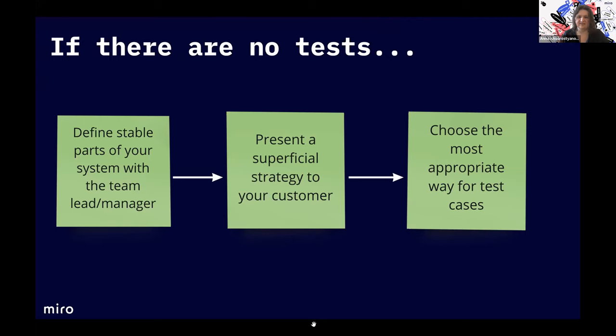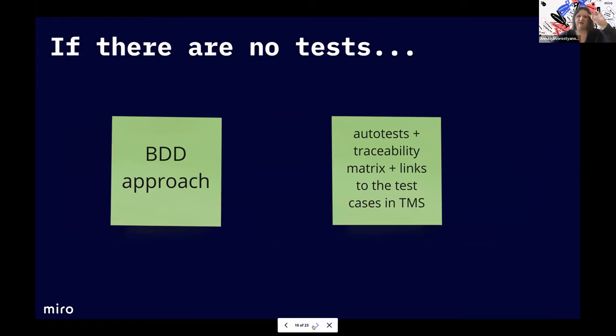And the last thing here, you need to choose the most appropriate way for test cases. For writing test cases, for introducing test cases. For example, our second talk will be about BDD. And I think that if you have no tests, it's a really good solution because you will have the automation and the test cases simultaneously at the same place and the same time. And it is the first one.